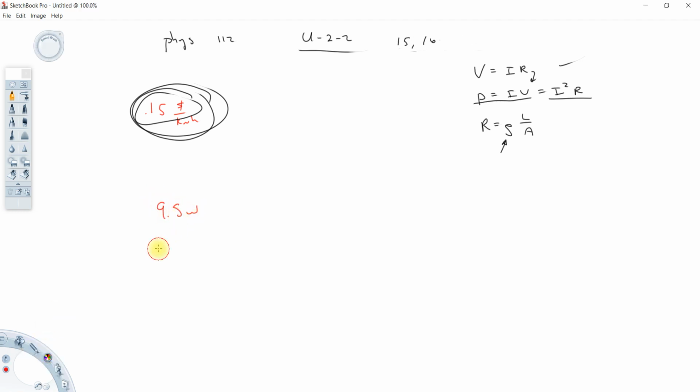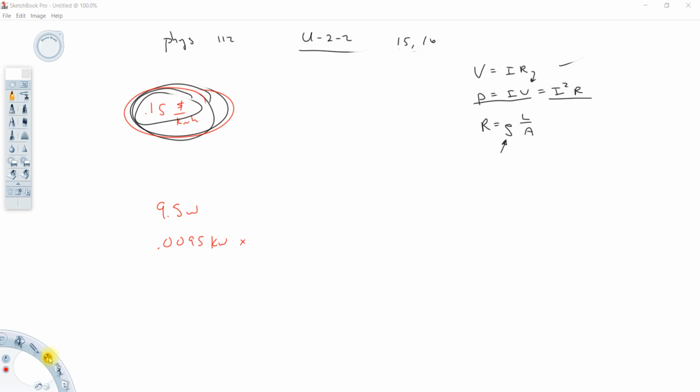Write that in kilowatts. That'd be 0.0095 kilowatt. Then just multiply by the number of hours they talk about. That's going to give you a number in units of kilowatt hour. And then multiply by your price.